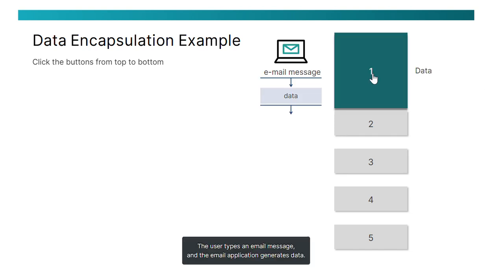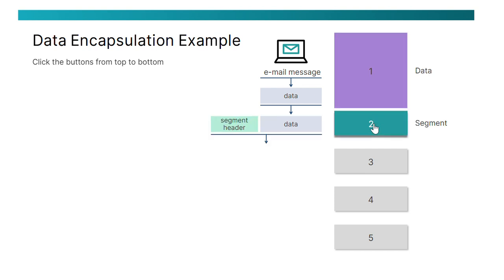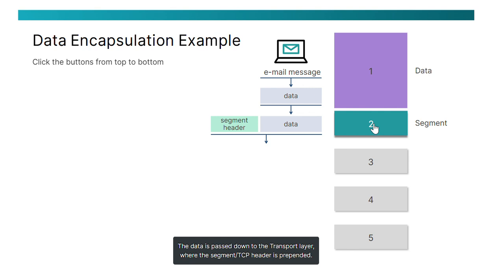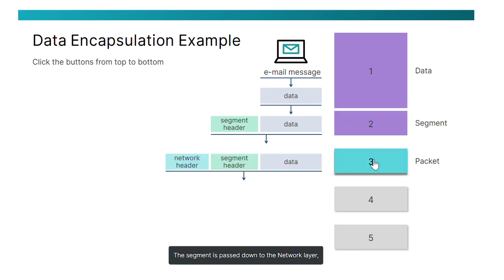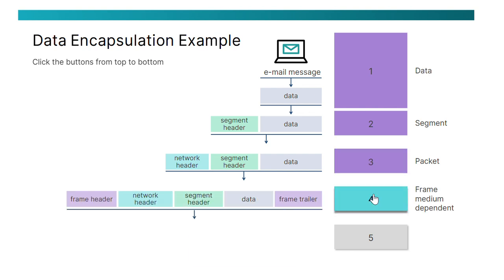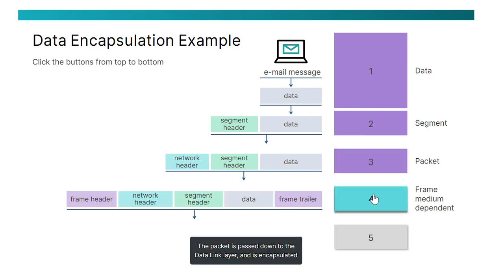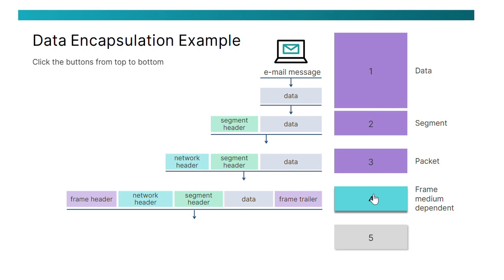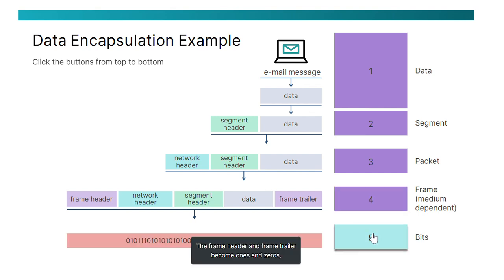The user types an email message, and the email application generates data. The data is passed down to the transport layer, where the segment/TCP header is prepended. The segment is passed down to the network layer, where the network/IP header is prepended to the packet. The packet is passed down to the data link layer and is encapsulated into a frame with a frame header and a frame trailer. The frame header and frame trailer become ones and zeros, or bits at the physical layer, and the bits are sent over the media.